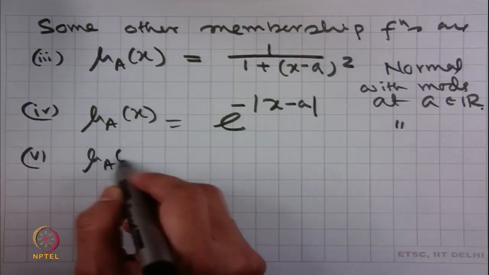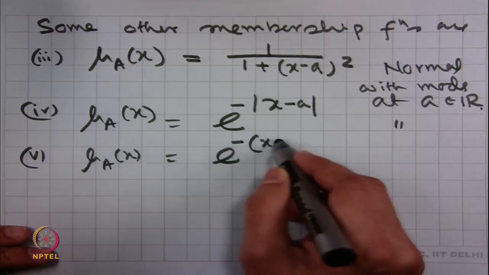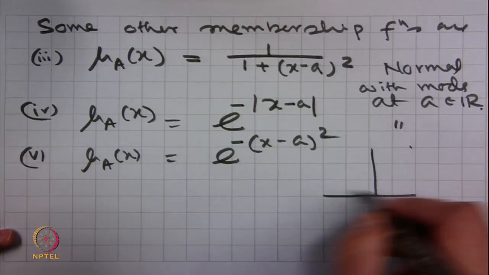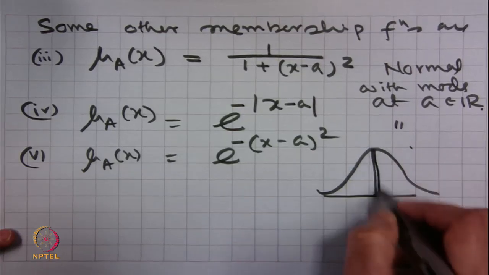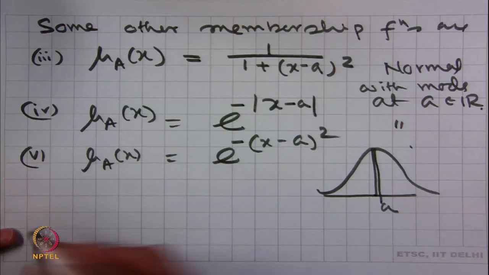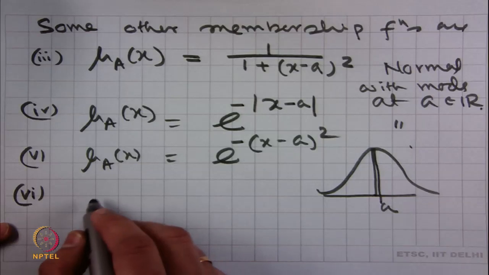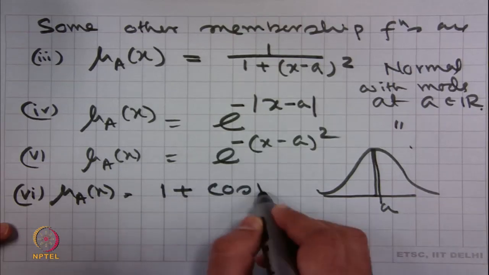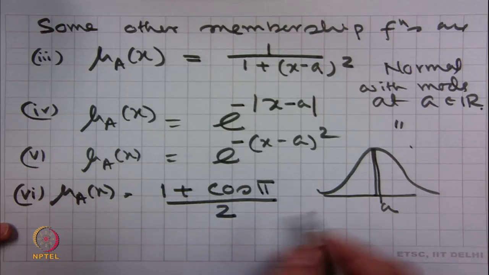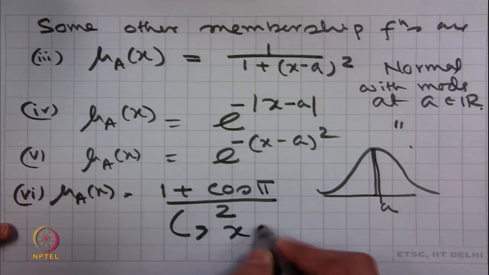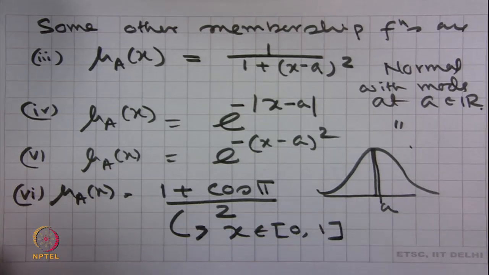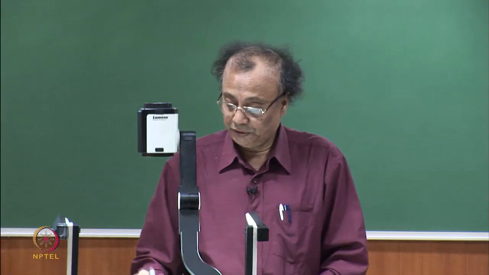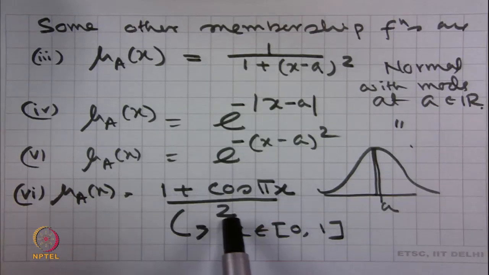Another possibility may be this: e to the power minus x minus a whole square. So, it will have a shape like this, where this is the mode is equal to a, and one trigonometric function that can be used is mu a x is equal to 1 plus cos pi x by 2, and it should be defined on x belonging to say 0, 1. What happens here? 1 plus cos pi x by 2.